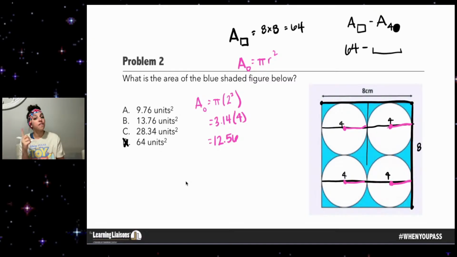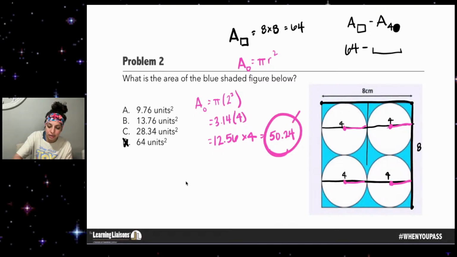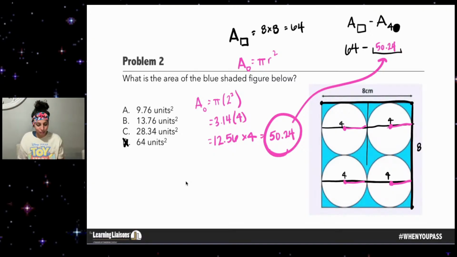Now there are 4 of them. So I'm going to multiply that times 4. And that equals 50.24. So now I can do 60 minus 50.24. And that's going to give me my answer, which is 13.76. Questions about that?